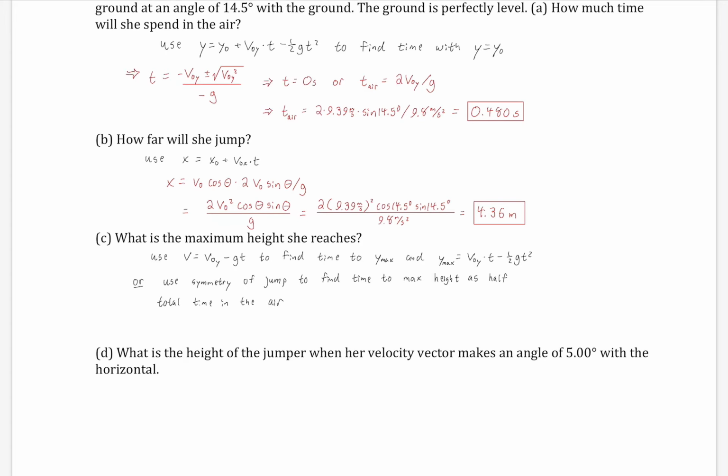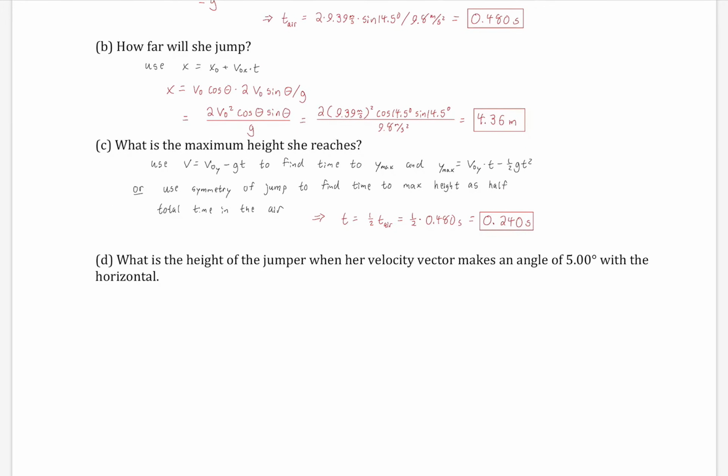Or you can use symmetry of the jump to find the time to max height as half the total time in the air. Because it has to be. There's no asymmetry. The time it takes her to get to the maximum height has to be half the jump. And we know that the total time of the jump is 0.48 seconds. That means that the answer to part C just has to be 0.240 seconds. It has to be. Okay?